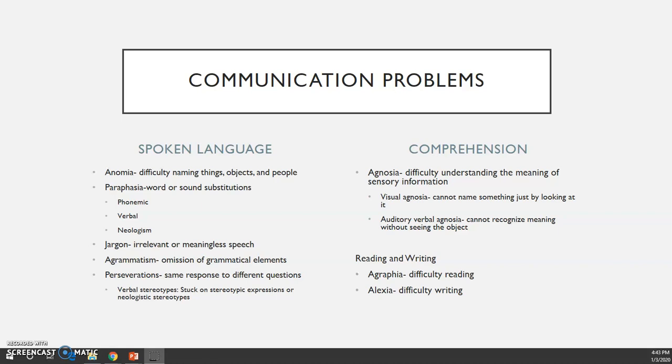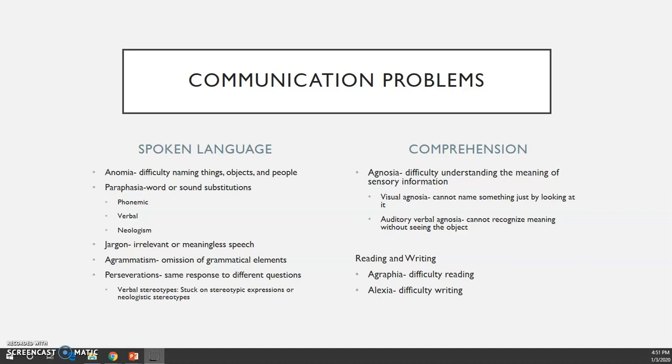Then there's auditory verbal agnosia, and that means that you can't recognize the meaning without seeing the object. So you can see glasses written on a piece of paper, but until the glasses are in front of you, you don't know what they are. And there are very good YouTube videos available on both of those if you'd like to go search for those for examples.